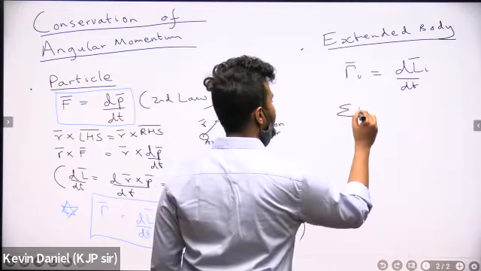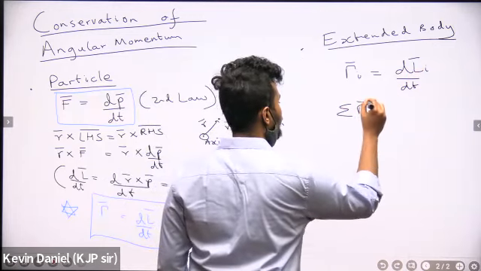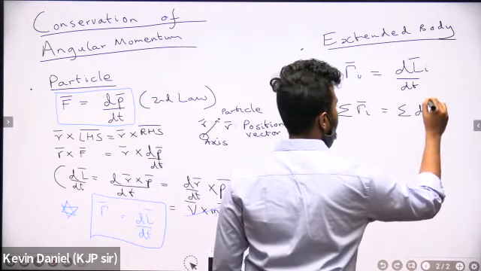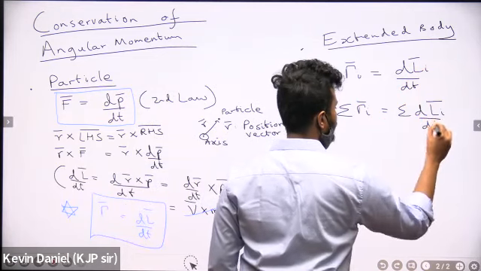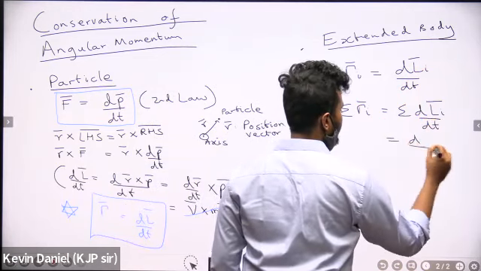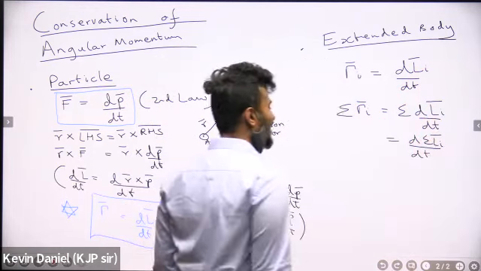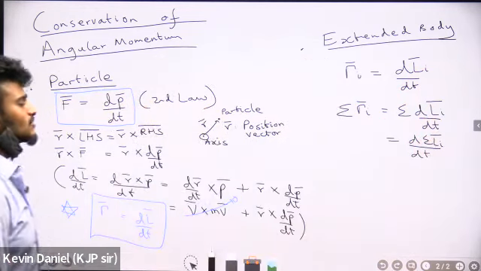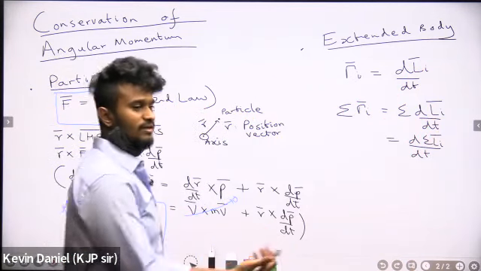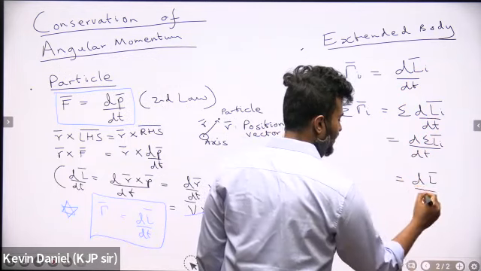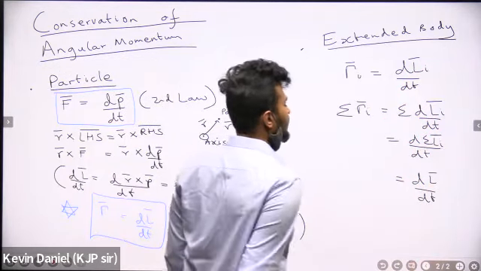So if I just add this for every single particle of the body, you know how summation works with differentiation. The right hand side will become d by dt of summation Li. And adding up the angular momentum of every particle is going to give you the angular momentum of the entire body. So the right hand side again becomes dl by dt for the entire body.